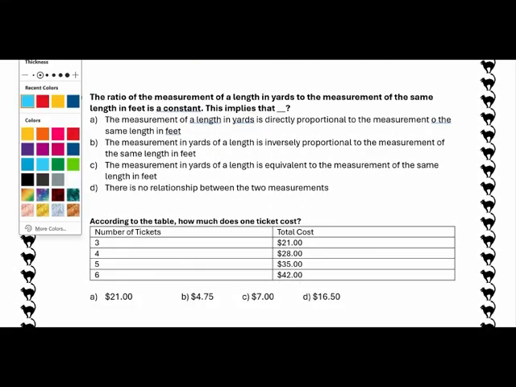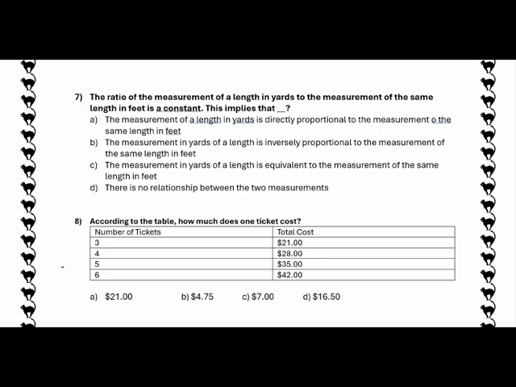Number 7. The ratio of the measurement of a length in yards to the measurement of the same length in feet is constant. This implies that the measurement of a length in yards is directly proportional to the measurement of the same length in feet. The measurement in yards of a length is inversely proportional. The measurement in yards of a length is equivalent to the measurement of the same length in feet. There's no relationship between the two measurements.